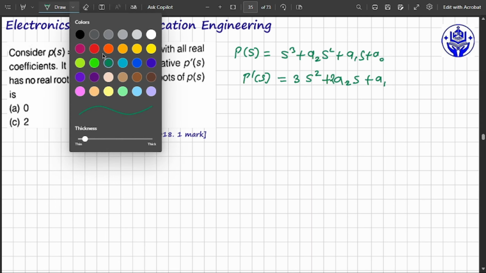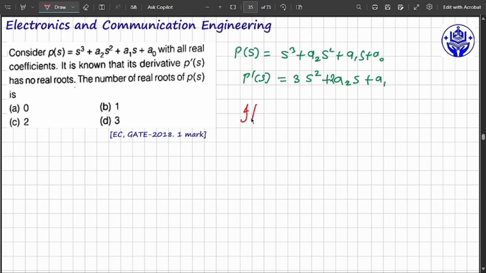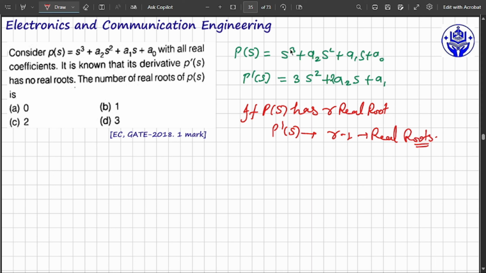There is a simple concept behind this. If any function has r real roots, then its derivative has one lesser number of real roots. It means p dash of s has r minus 1 real roots. If it has 3 real roots, then the derivative has r minus 1. It is known that p dash has no real root, then the number of real roots of p of s.